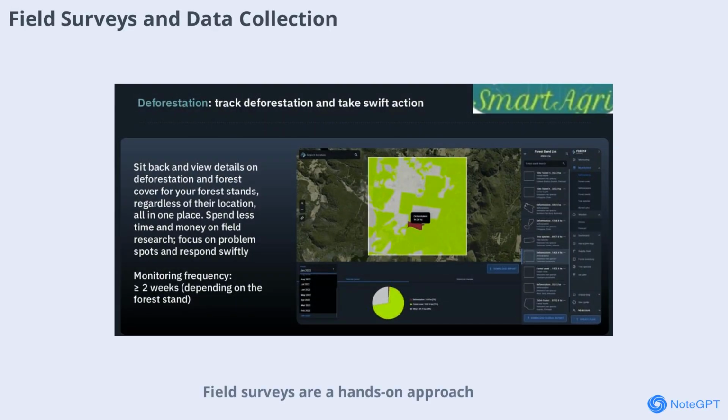Field surveys are a hands-on approach to gathering detailed information about forest conditions. Teams visit specific sites to measure trees, assess soil quality, and observe wildlife. This data complements remote sensing and provides a ground-level perspective. Field surveys are essential for validating remote data and understanding local variations. By combining fieldwork with technology, managers gain a comprehensive view of the forest, enabling more precise and effective management strategies.